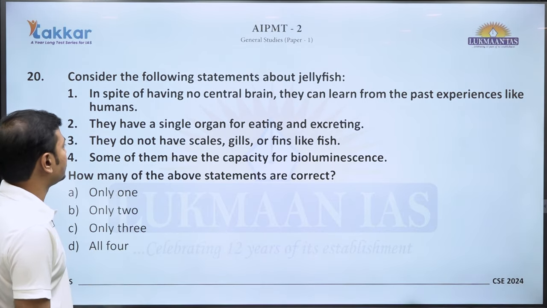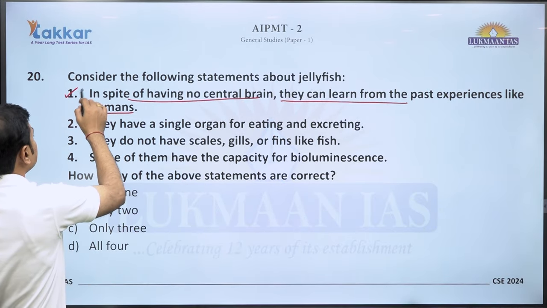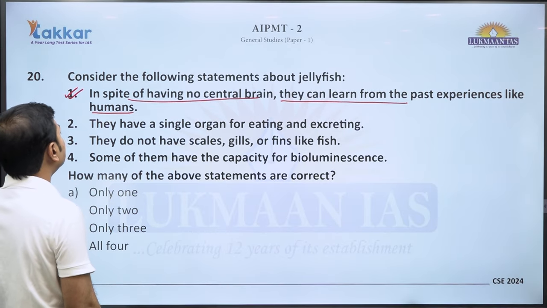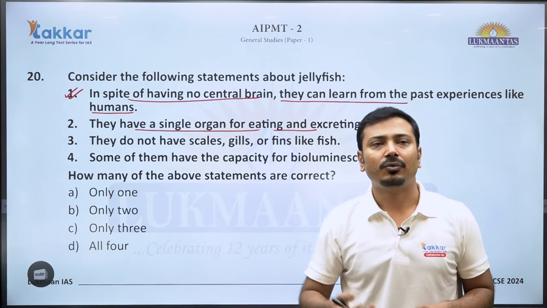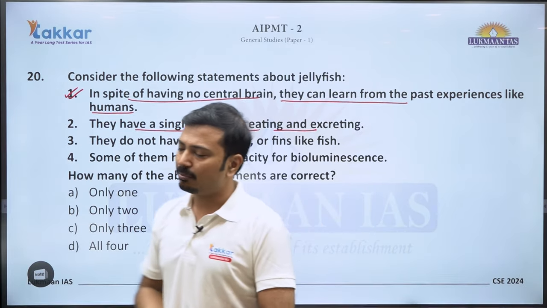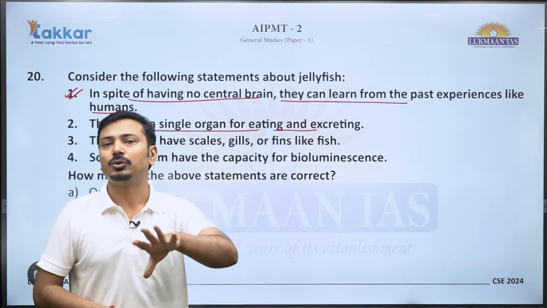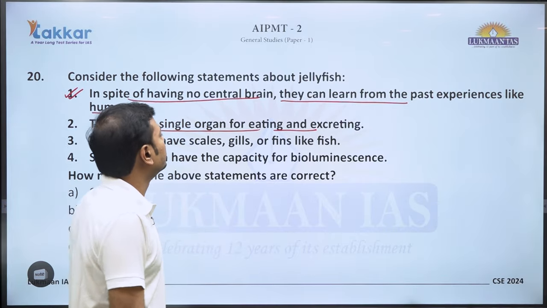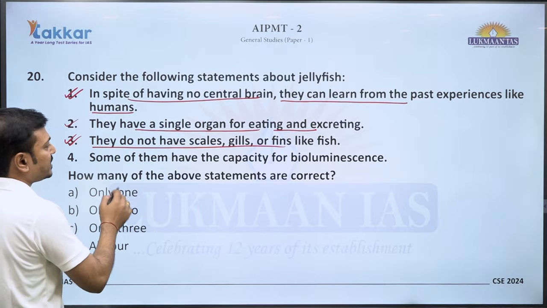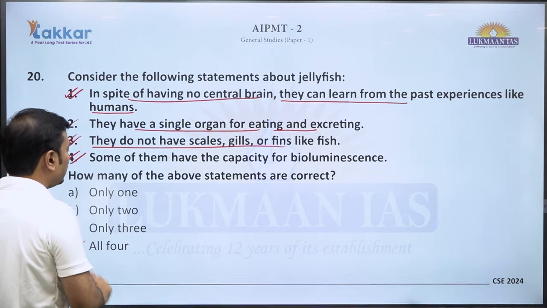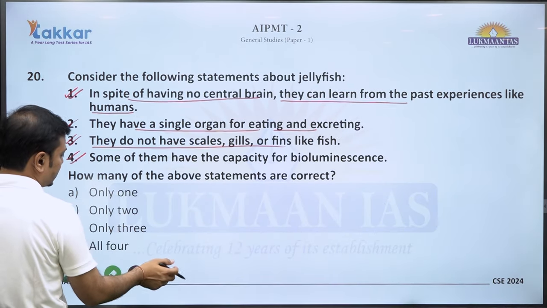What about this jellyfish? Again a characteristic-based question. Despite having no central brain, they can learn from past experiences like humans. This is true, they have developed such a kind of system in their body that they can learn from past experiences, similar to humans. Now, they have a single organ for eating and excreting. Yes, that is true. That organ helps them ingest the food as well as excrete whatever the excreta is, the unwanted part of that food. Along with that, it also helps in movement. They release air through the mouth so that the jellyfish gets a jerk of movement. Same, they do not have scales, gills and fins like fish, this is true, right. We are talking about the characteristics of jellyfish and all of them are correct, D is the correct answer. So yes, there can be questions related to this variety of species.